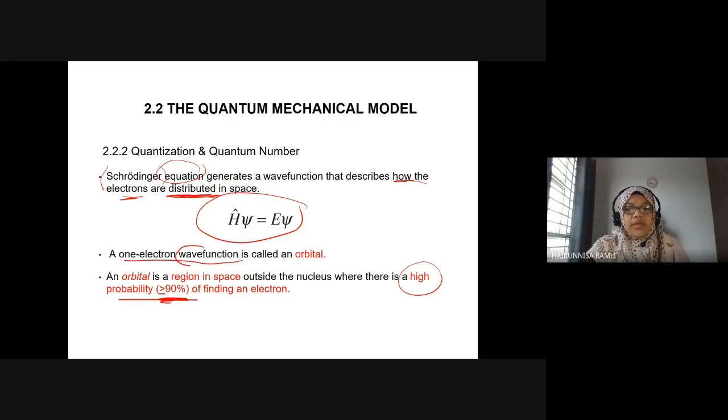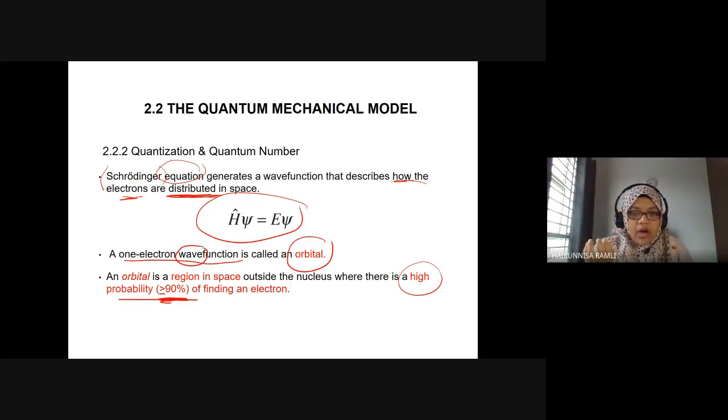Sebab nak relatekan dengan wave kan. Call as orbital. Remember, orbital is not orbit. Orbit tadi yang bulat tu kan, mengelilingi nucleus, Bohr's model. Ini orbital. Orbital meaning that the space, mana eh?